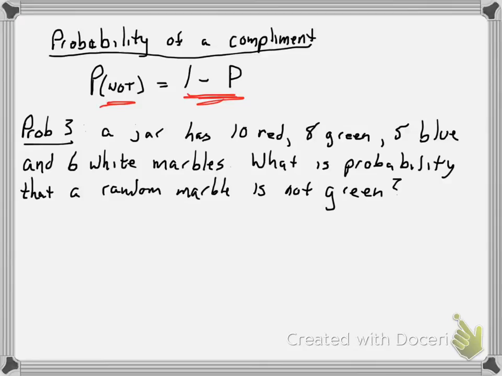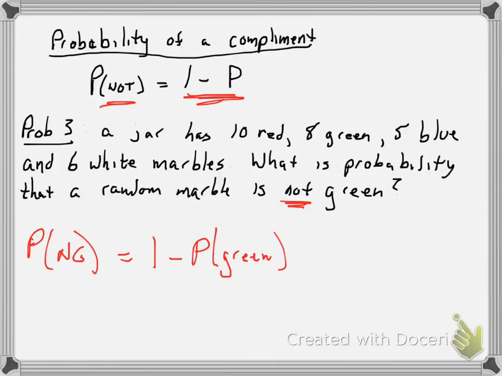So let's look at problem 3. It says a jar has 10 red, 8 green, 5 blue, and 6 white marbles. What is the probability that a random marble is not green? Well, the key word here is not. So we're going to do 1 minus the probability of green. Okay, that's not green. Probability of not green. Okay, so it's 1 minus, what's the probability of green?